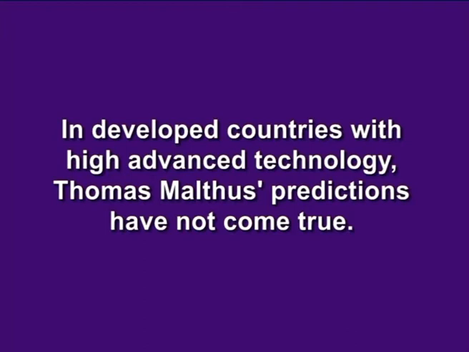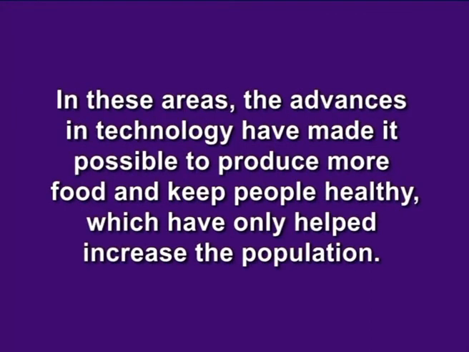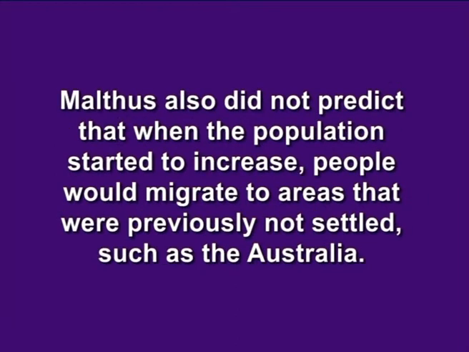In developed countries with highly advanced technology, Thomas Malthus' predictions have not come true. In these areas, advances in technology have made it possible to produce more food and keep people healthy, which has only helped increase the population. Malthus also did not predict that when the population started to increase, people would migrate to areas that were previously not settled, such as Australia.